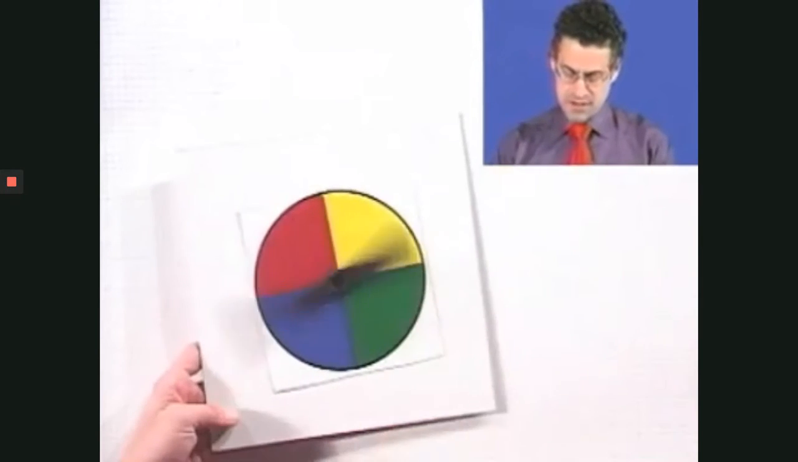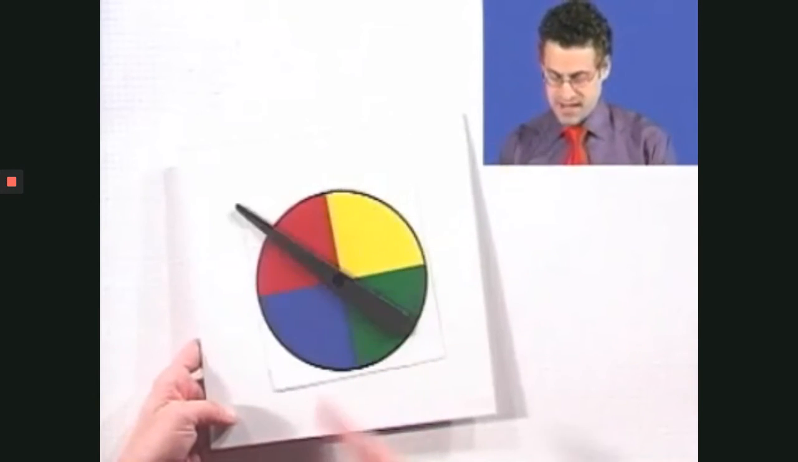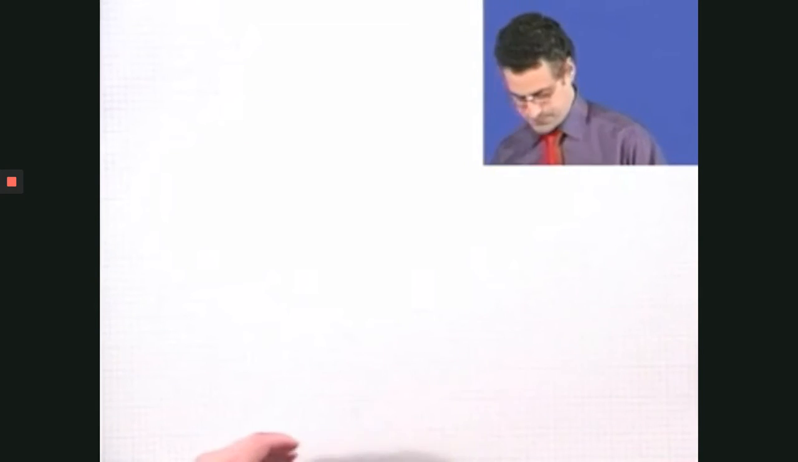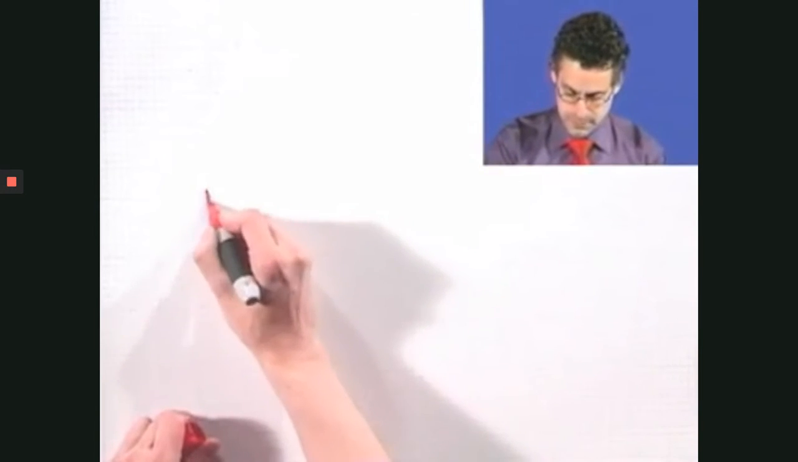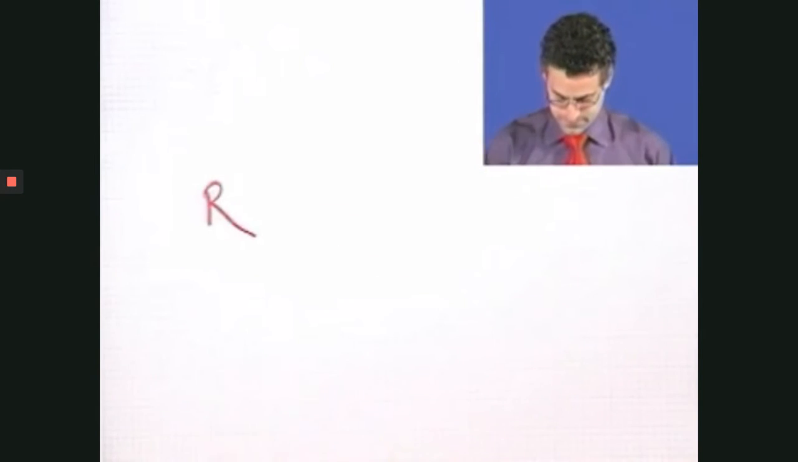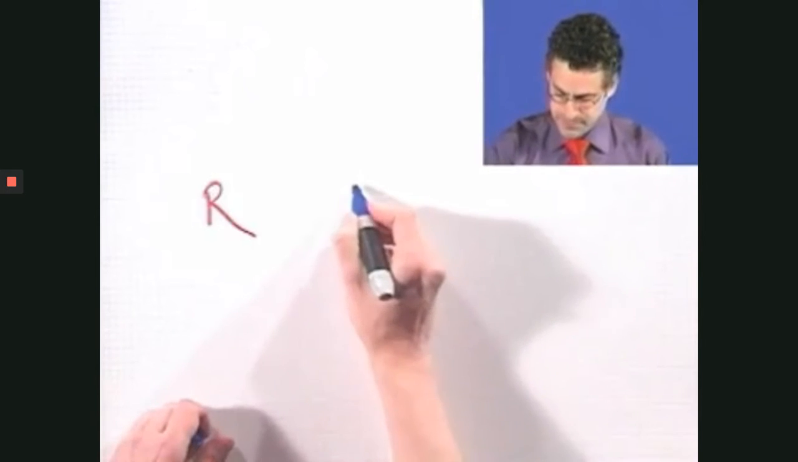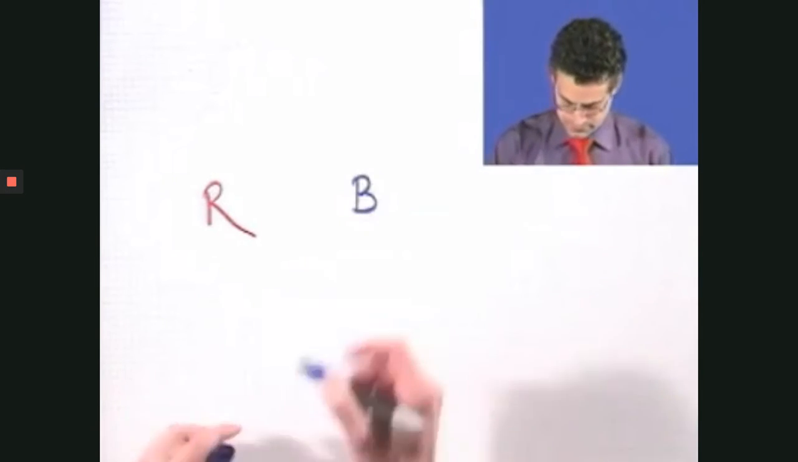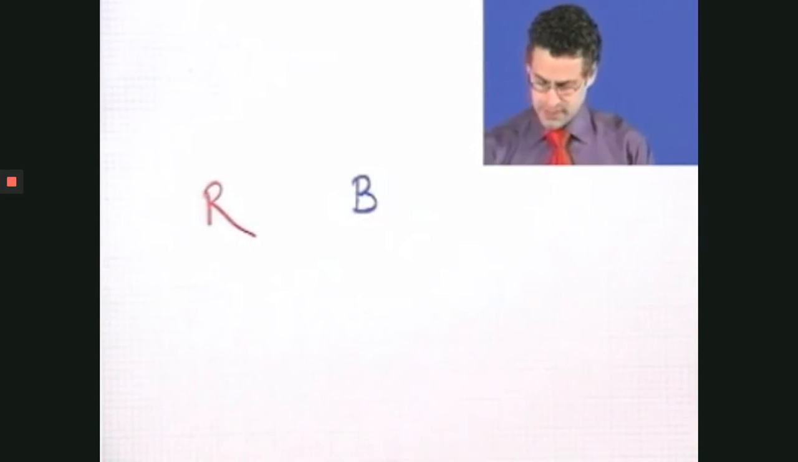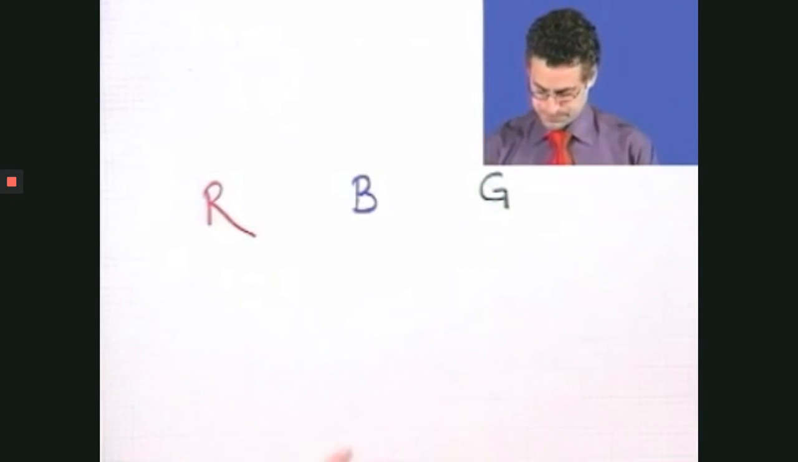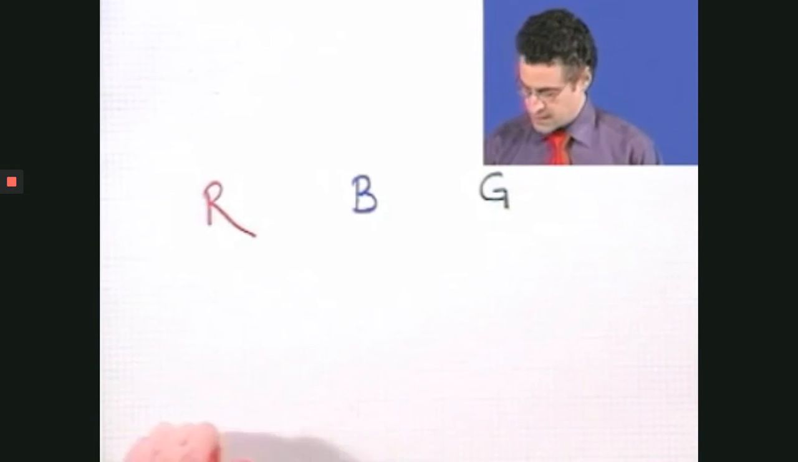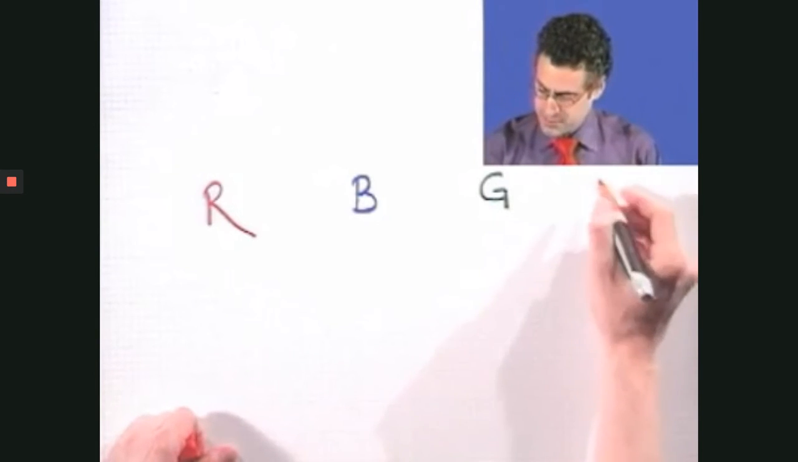First, I'm going to spin the four-color spinner. And I see four possibilities, and so I'm going to list that with the four colors. And so I'm going to have a red possibility, a blue possibility, a green possibility, and a yellow possibility.